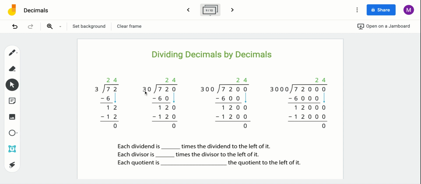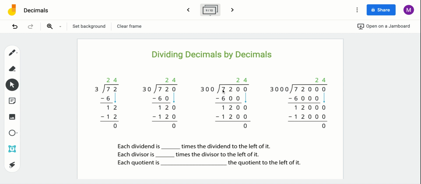So 720 divided by 30. Well, we can't take any 30s out of a 7, so we have to move over and do 72 divided by 30. We can take 2 30s out of 72, so that's 60. And we subtract that, we end up with 12. We can't take 30 out of a 12, so we bring down a 0. And 120 divided by 30 equals 4. 4 times 30 is 120. So 24 here, 24 here.